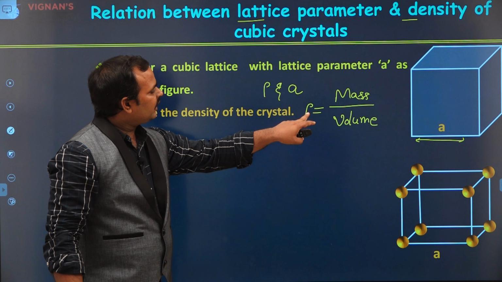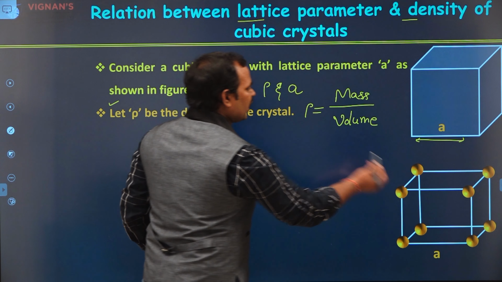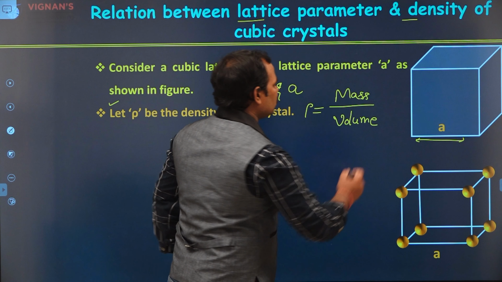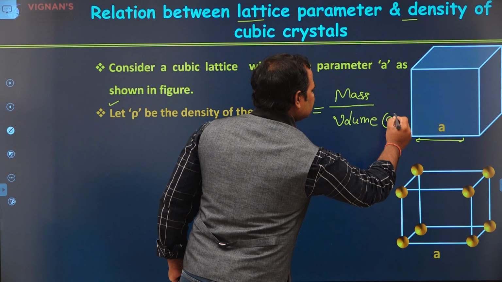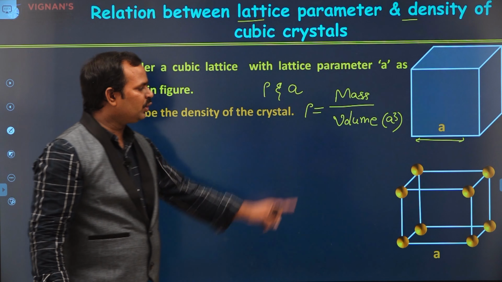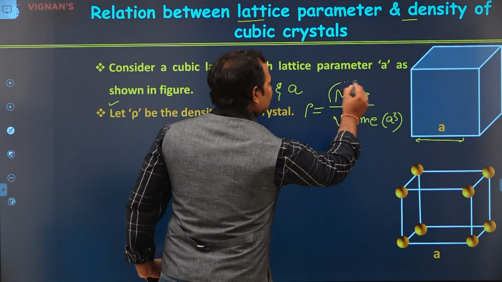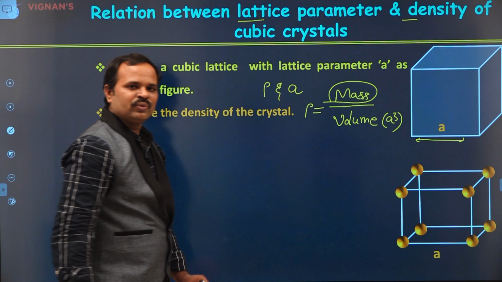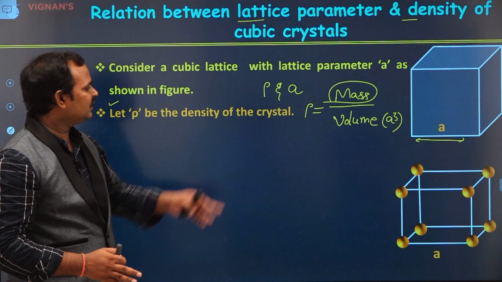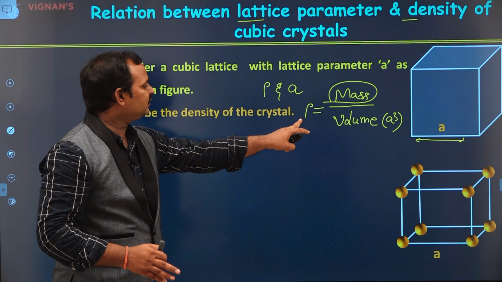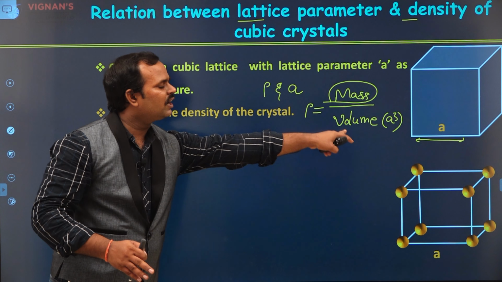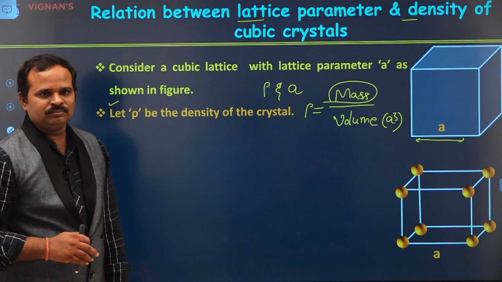And if you look at the density, we know the volume. This is a cubic crystal, so the volume of the cube is a cube. Now we know a cube, and we only need to find out the mass of the unit cell. If we can find out the mass of the unit cell, then we have a relationship between the density of the crystal and the lattice parameter.